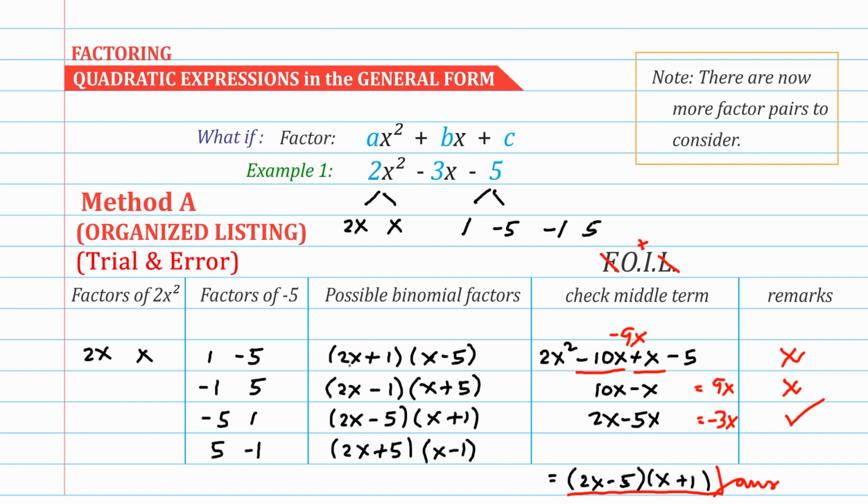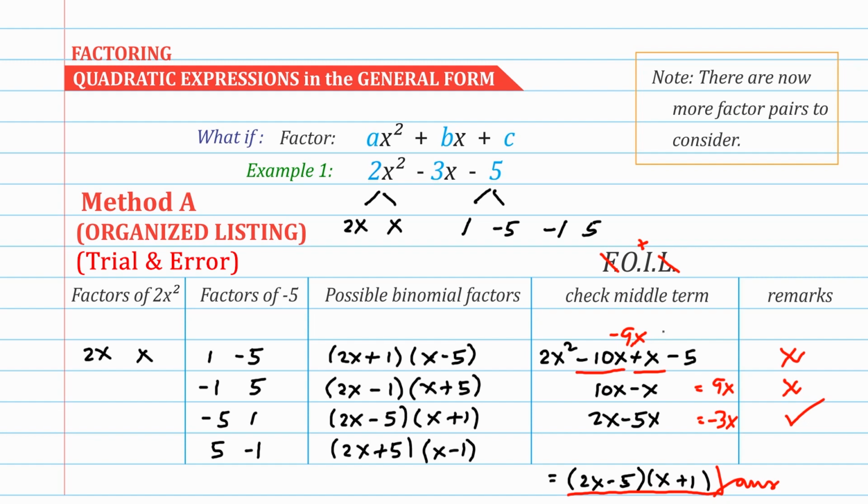Notice, nung unang pair, the middle numerical coefficient is negative 9x. The second one is positive 9x. Notice the difference? It's only the sign. The reason is, di ba ang ginawa lang natin is to consider the opposite of their signs here. 1, ginawa mong negative 1. Negative 5, ginawa mong positive 5. Kaya, yung middle numerical coefficient na sum is negative 9x and 9x, opposite lang din.